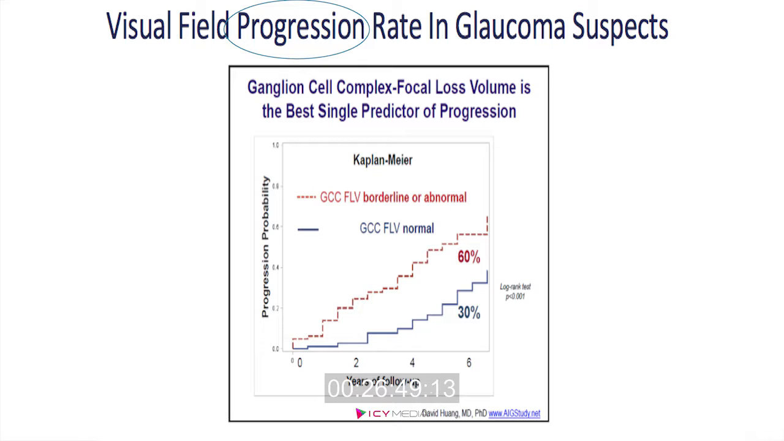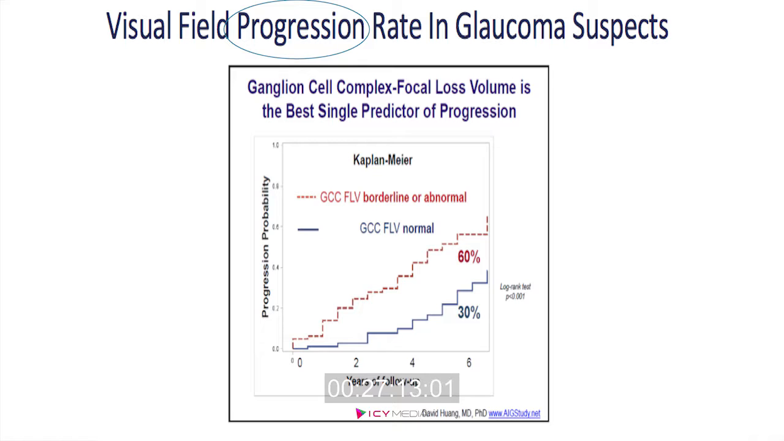The first slide was on conversion. This one's on progression. So here's a patient that already has glaucoma. How can these numbers help us determine if they're going to progress? Okay, so what if it's normal? If the FLV is normal in a glaucoma patient, they have a 30% chance of getting worse. If the FLV is abnormal or borderline, they have a 60% chance of getting worse.